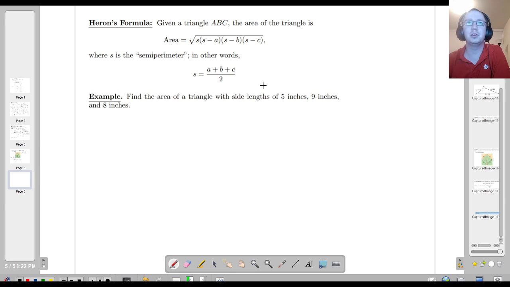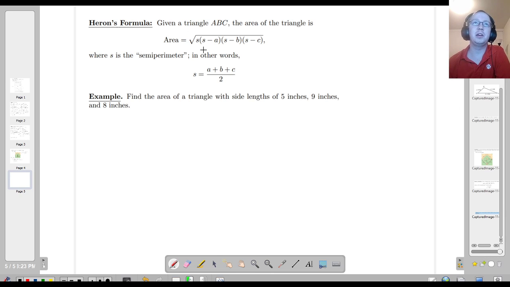And that may not be something you've seen before. You may have heard about perimeter, which is just the total length around the outside of a figure. That would be a plus b plus c. The semi-perimeter is pretty much what it sounds like. You take the perimeter, you divide it by 2, or you find half of the perimeter.